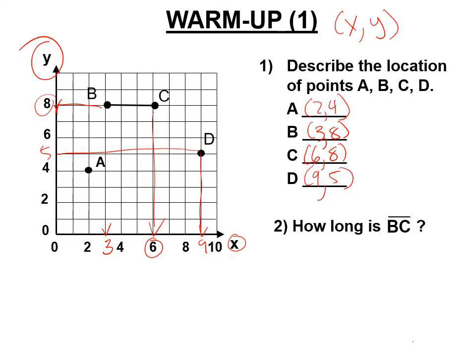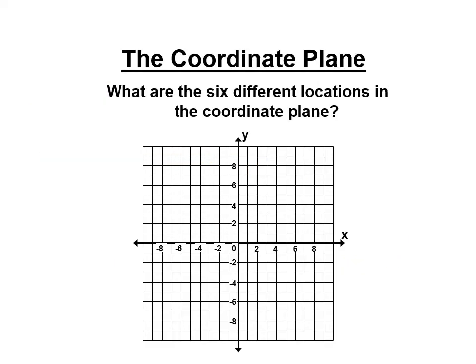Now, this is the symbol for line segment. This is a line segment, part of a line. It is 1, 2, 3 units long. If you got 4, don't count the dots. That's not how you do it. You don't count the intersections either. It's how many boxes long it is, and that's 3 boxes long, or 3 units long. We've done that. Okay, so this is the coordinate plane.